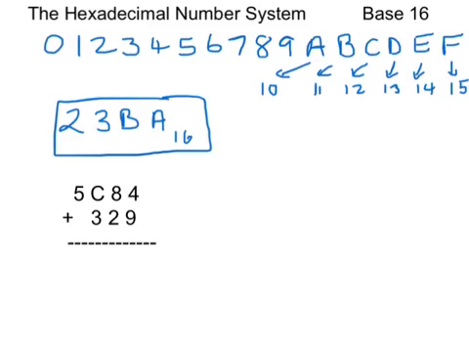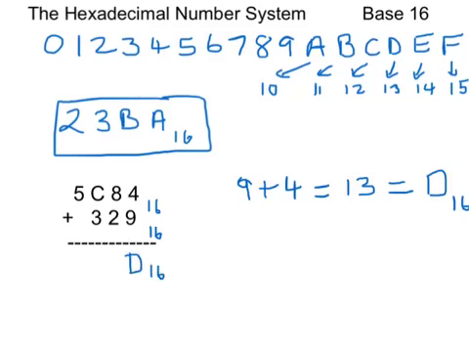Here we have 5C84 base 16, and we're adding it to 329 base 16. Let's consider the first addition. I'll write it over here. We've got 9 plus 4, and 9 plus 4 in decimal is 13. Right? In hexadecimal, we have a digit to represent 13, and that digit is D. So 9 plus 4 is 13, and in hexadecimal, that is D, base 16. So we write this down, 9 plus 4, the answer is D, and we're in base 16.